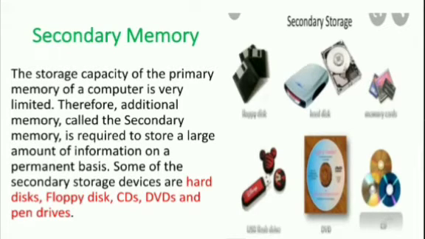Next we see the second type of computer memory, that is secondary memory. The storage capacity of the primary memory of a computer is very limited. Therefore, one additional memory called the secondary memory is required to store a large amount of information on a permanent basis. Some of the secondary storage devices are hard disk, floppy disk, CDs, DVDs and pen drives.